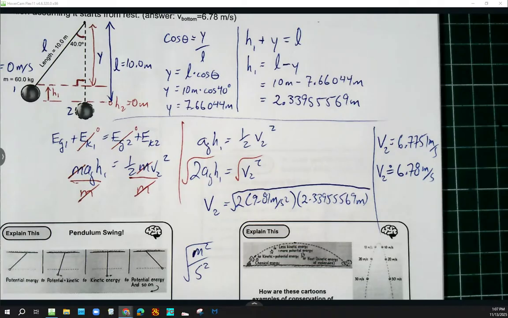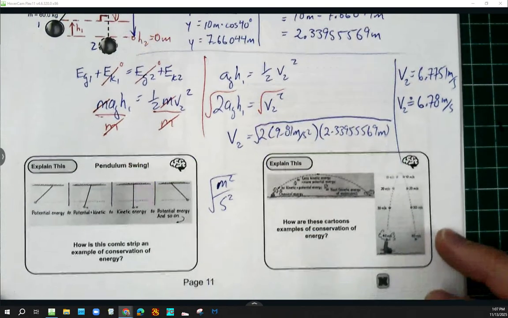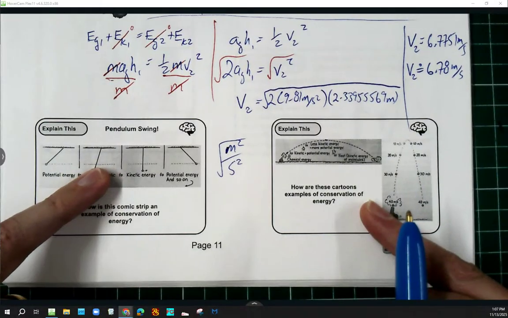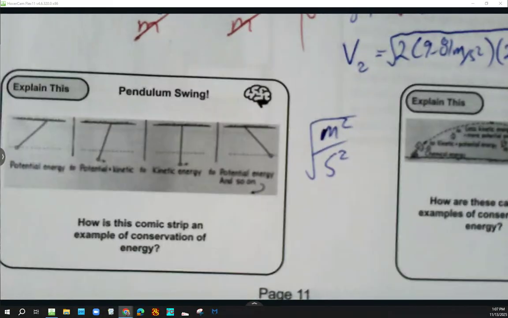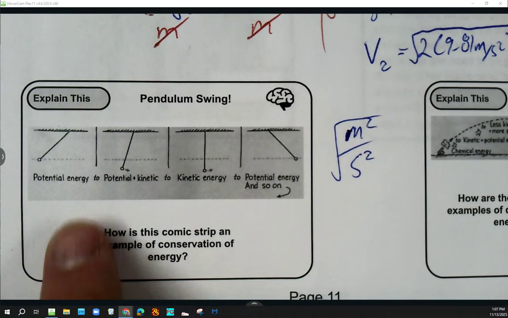Now, before we leave this, because there'll be some pendulum problems in your homework, maybe some wrecking ball problems in homework, I want to zoom in on these two cartoons at the bottom. And if you're looking at it from video, I'll zoom in tight. But if you have it on a paper page, then take a look at this. Make sure this makes sense to you. Think through this comic strip.